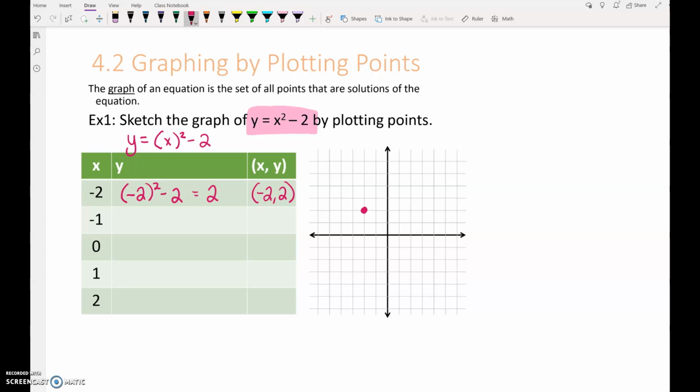When we are trying to graph by plotting points, you are plugging the x values into the equation. I strongly recommend that you put parentheses around your x. So to plug in -1, we do (-1) squared minus 2. You can grab your calculator, use parentheses, or just do this in your head. -1 squared is 1. 1 minus 2 is -1. So that point is (-1, -1).